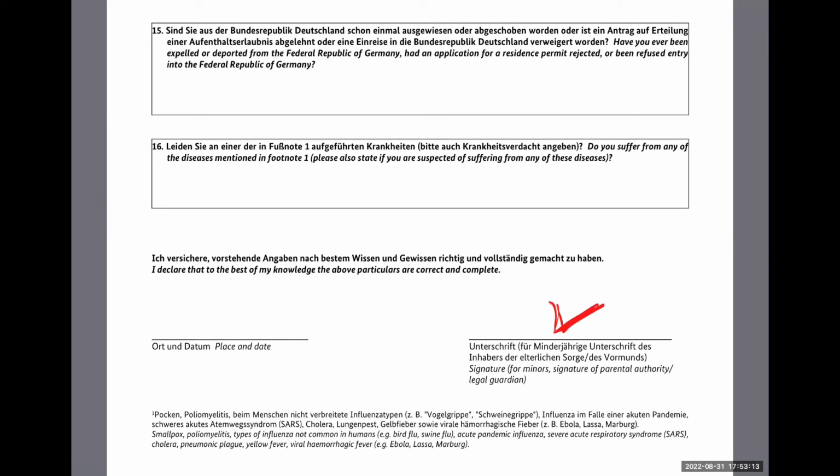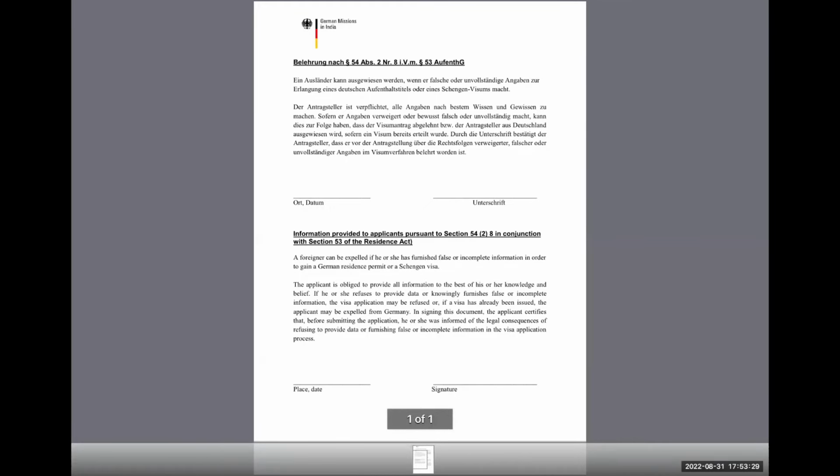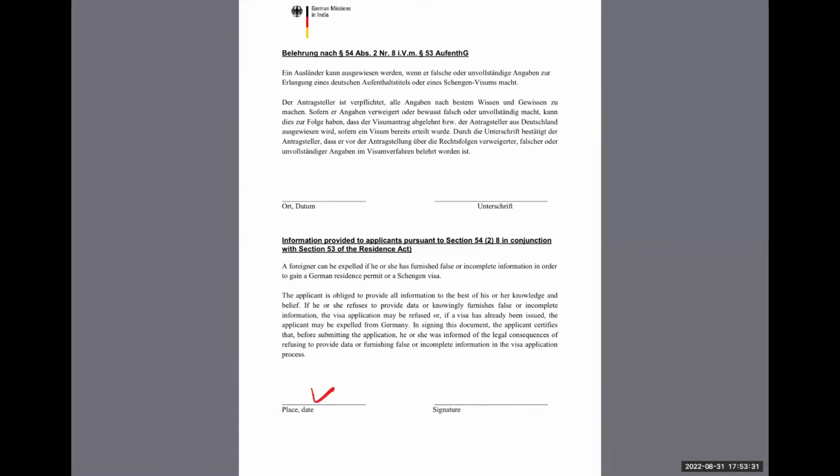Now some additional forms you also need to fill. So we are coming to that, what kind of additional forms you need to fill. First thing is the declaration form. So you need to write here the place and your signature, and whatever information you have given, whether it is right or wrong. It means you are saying that all the information is true, with nothing false. For example, it says a foreigner can exploit or give false or incomplete information in order to gain a German residence permit or Schengen visa. So you are saying, yes, whatever information I sent is absolutely true and genuine.